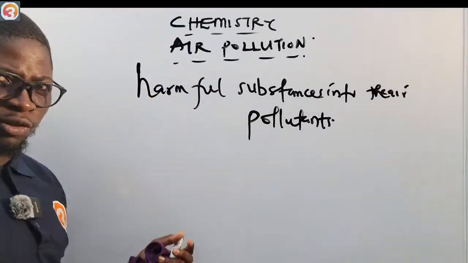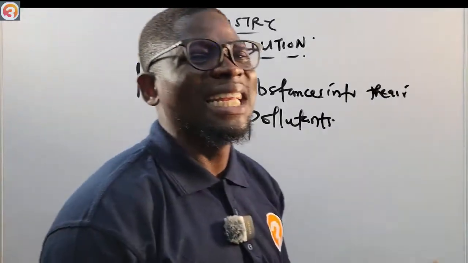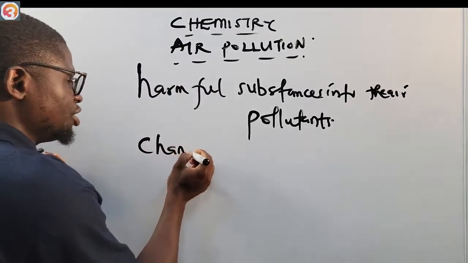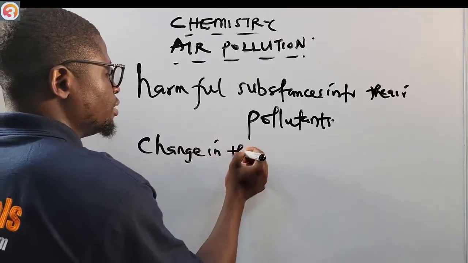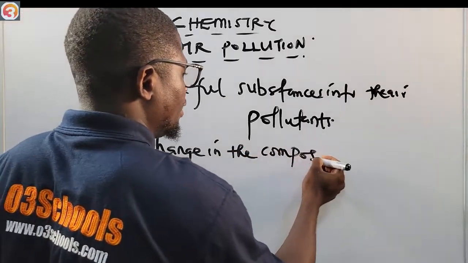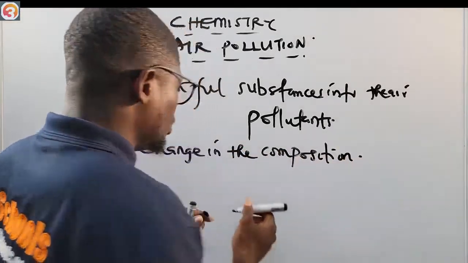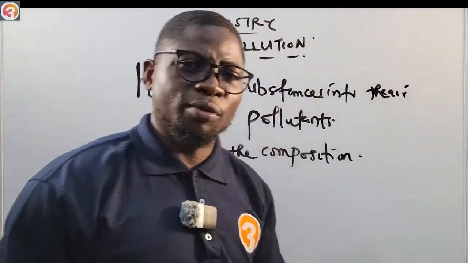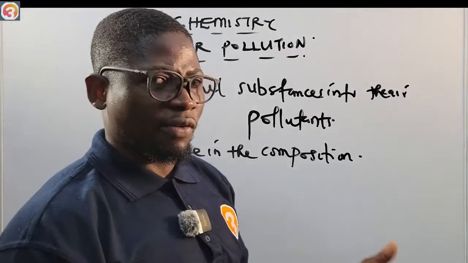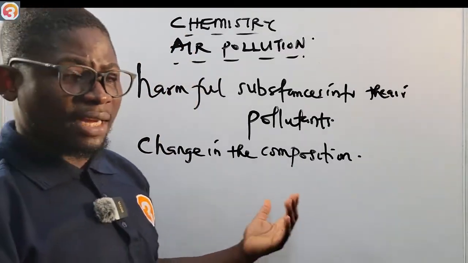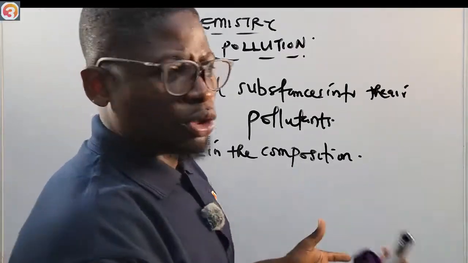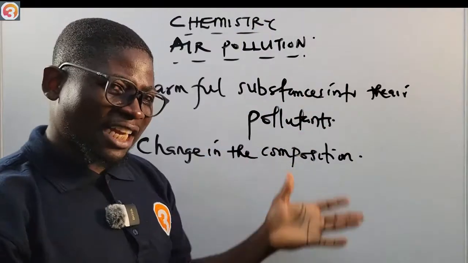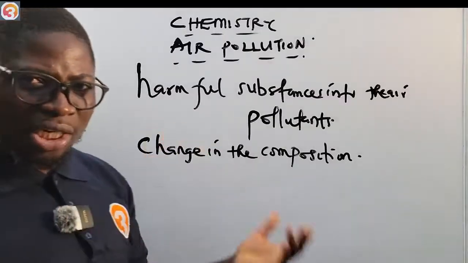So what now happens once these pollutants are released into the air? It leads to a change in the composition of air. To know what comprises air, the constituents of air, we say air is a mixture of gases. You have been following us, all right? So we know the constituents. Now, when we release harmful substances into the atmosphere, that composition will change, leading to air pollution.